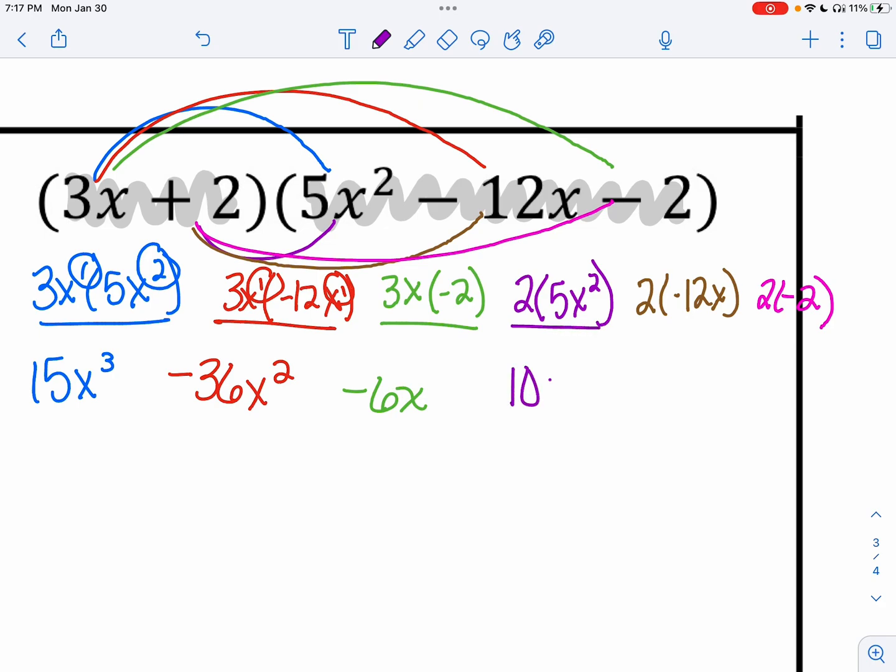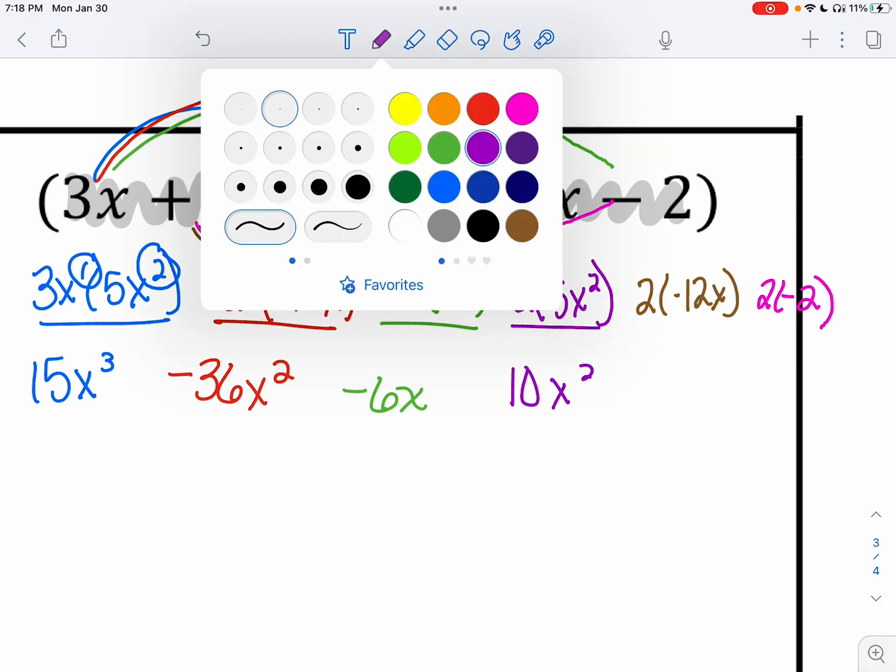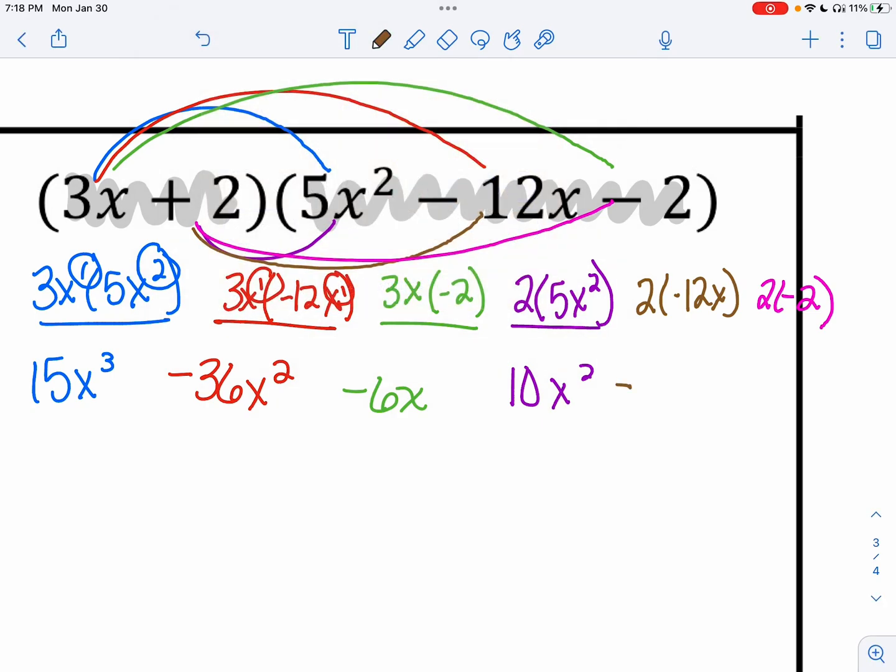2 times 5 is 10, and that one has an x squared. That's a funny looking x. And 2 times negative 12 is negative 24 with an x, single x. And 2 times negative 2 is negative 4.